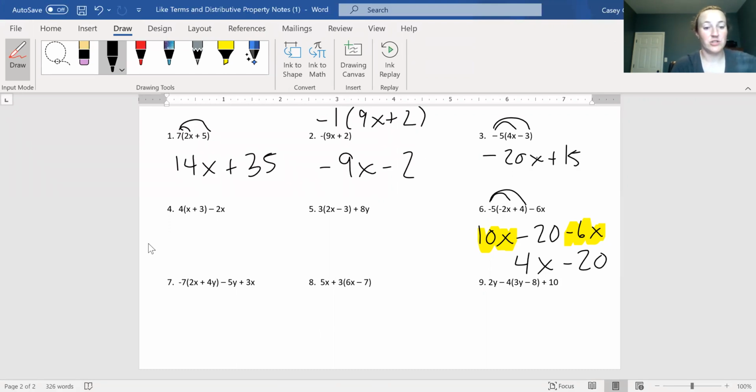All right, your answer for 4, your final answer should end up being 2x plus 12. Number 5, your final answer should end up being 6x minus 9 plus 8y. Guys, different variables. Do not put those together. X's and y's are different.